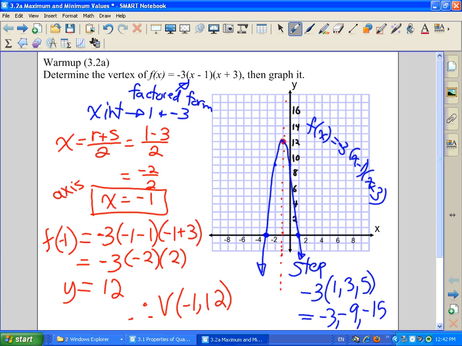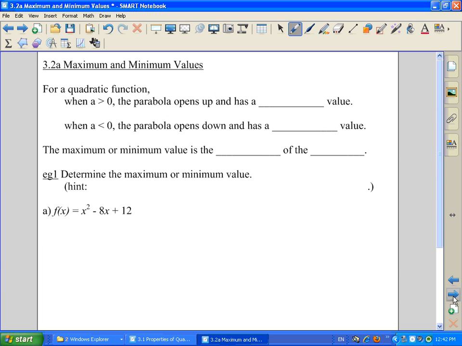All right, today's lesson is 3.2a, maximum and minimum values. Just remember, that's called the optimal value.